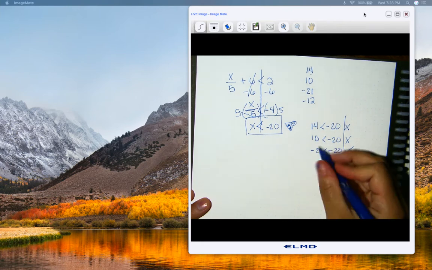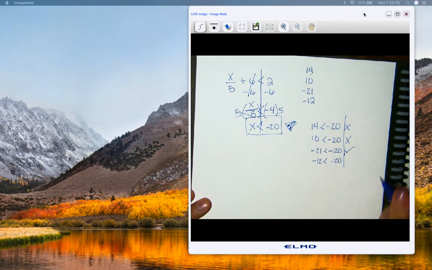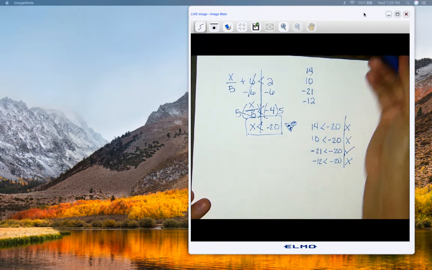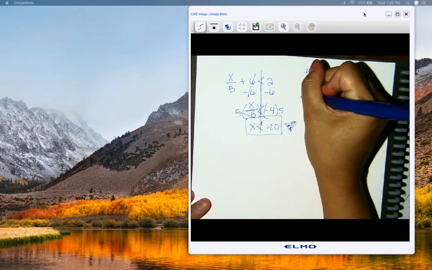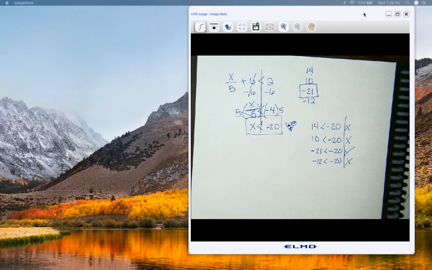And finally, -12 is less than -20. Again, thinking about that negative number line, -12 is actually closer to 0 than -20, or -20 is farther from 0. So this is not a true statement. So of the 4 possible solutions, this is the only solution that works, okay? So that's one way of working out these problems.